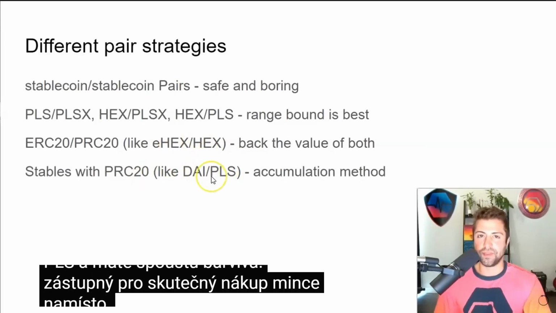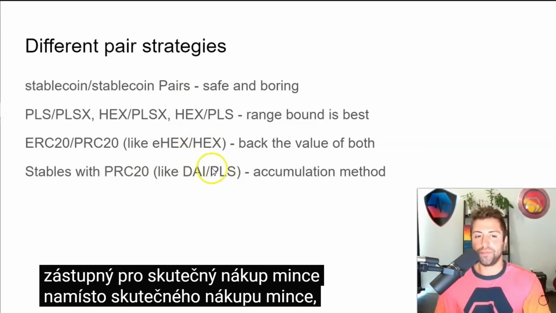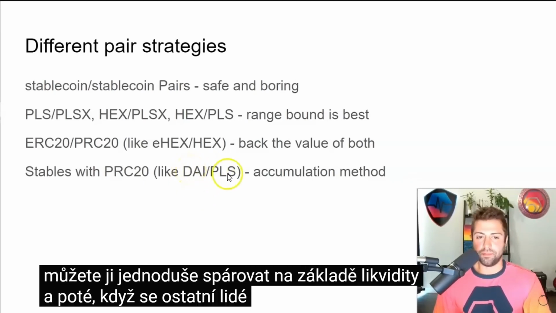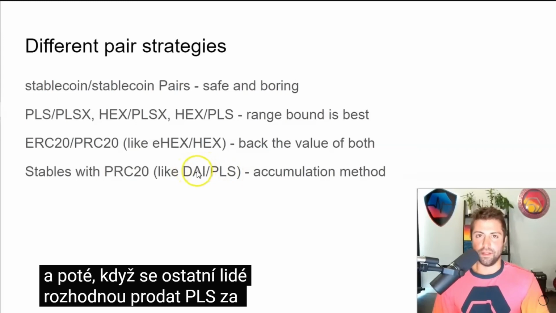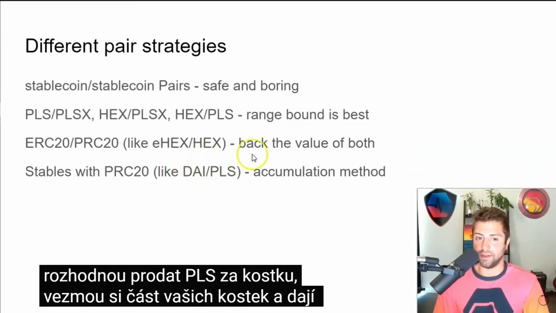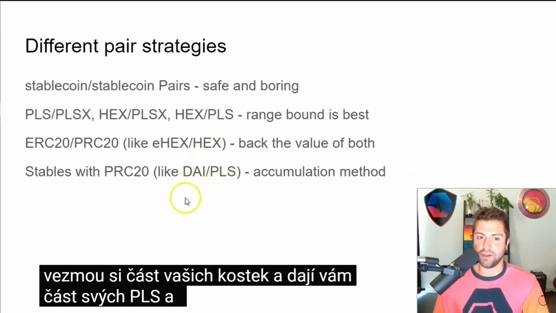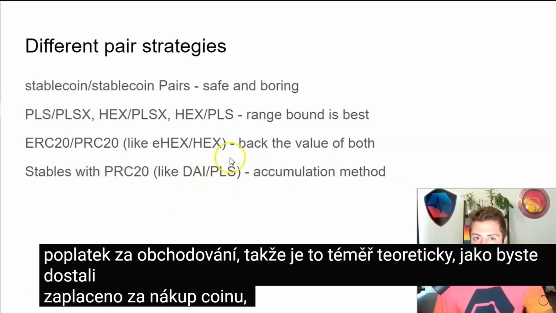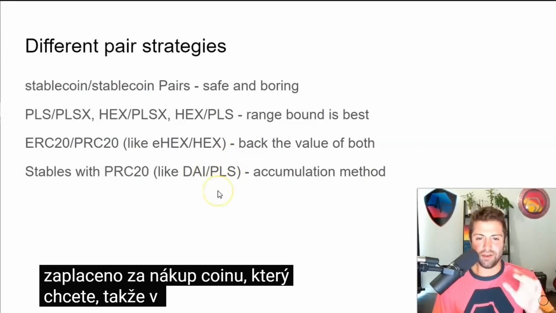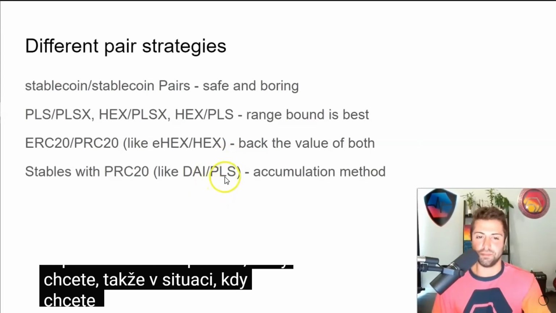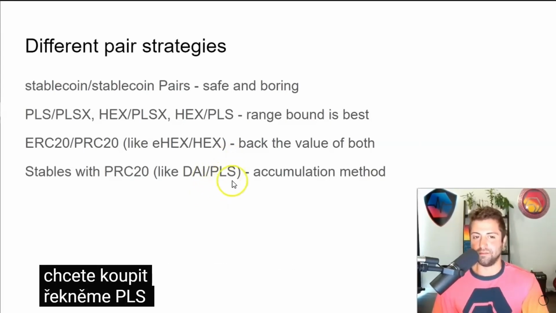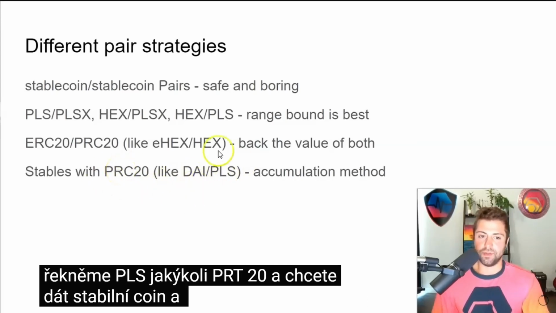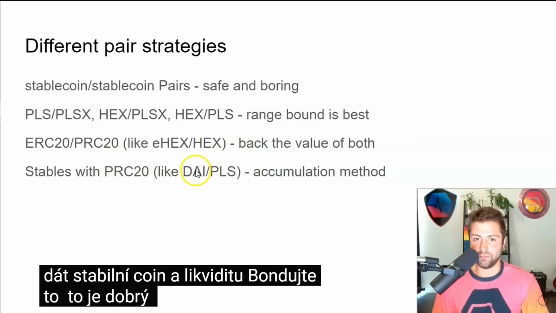well, as a proxy for actually buying the coin, instead of actually buying the coin, you could just pair it on liquidity, right? And then that way, when other people choose to sell PLS for DAI, they'll be taking some of your DAI and giving you some of their PLS, and you make a trading fee. So it's almost theoretically like you're getting paid to buy the coin that you want. So in the situation where you want to buy, let's say, PLS, any PRC-20, and you want to put up a stable coin and liquidity bond it, well, that's a good way to accumulate.